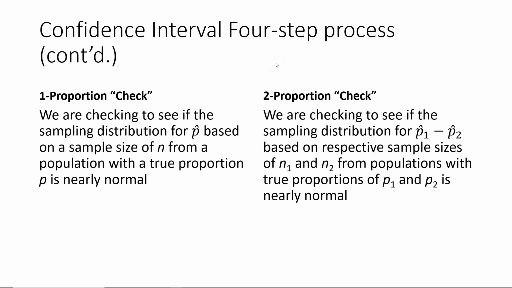Next, let's compare the check steps for both one proportion and two proportion confidence interval constructions. So with one proportion, we're checking to see if the sampling distribution of sample proportions based on a sample size of n from a population with a true proportion p is nearly normal. With the two proportion check step, we're checking to see if the sampling distribution for the difference of sample proportions based on respective sample sizes of n1 and n2 from populations with true proportions of p1 and p2 is nearly normal.